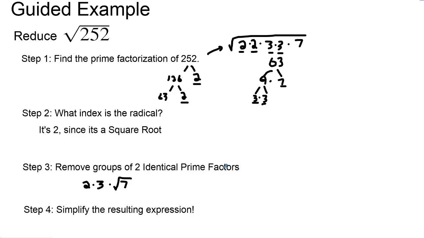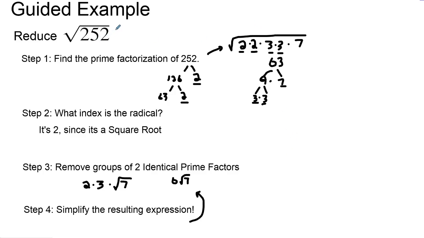So I can then multiply 2 times 3 on the outside to get 6 times the square root of 7 as my simplified expression. So to test this, you can take a calculator. I'm going to prove to you that these are equivalent expressions. Type 252 into the calculator and take the square root of that number.